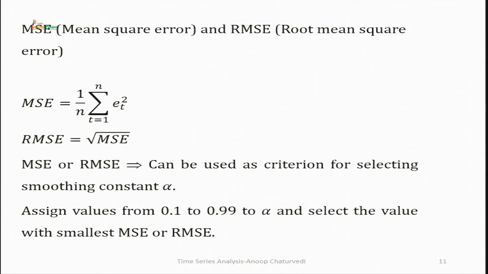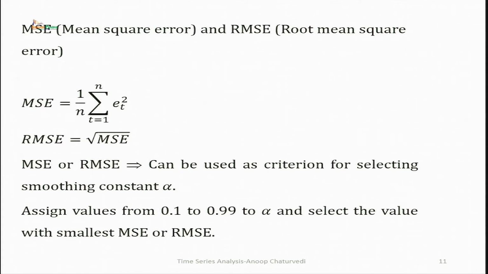Two more measures are mean square error and root mean square error. We define mean square error as 1 upon n summation t equal to 1 to n E t square.